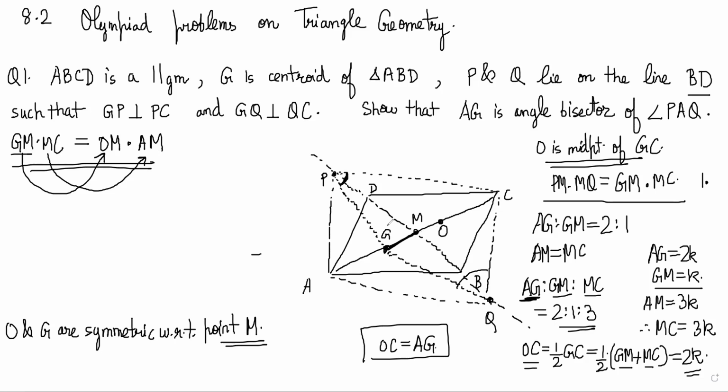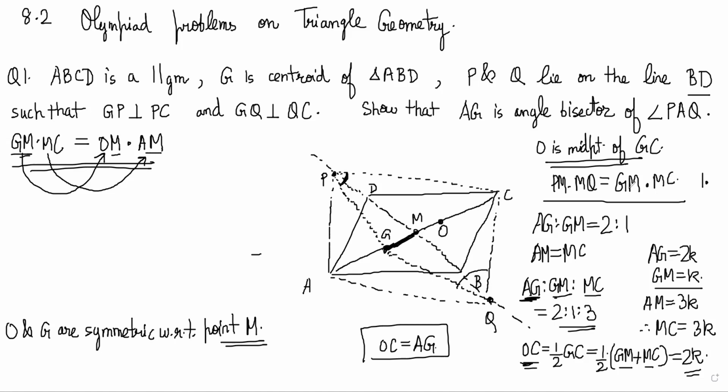And similarly, GM is 1K because AG to GM is a 2:1 ratio. So similarly, OM is also 1K, right? Because we know OC is 2K. OC is 2K and OM is 1K. Basically, the whole lengths AM and MC were equal, so they were being bisected, and G and O are symmetric points. So we can write this GM into MC is OM into AM.